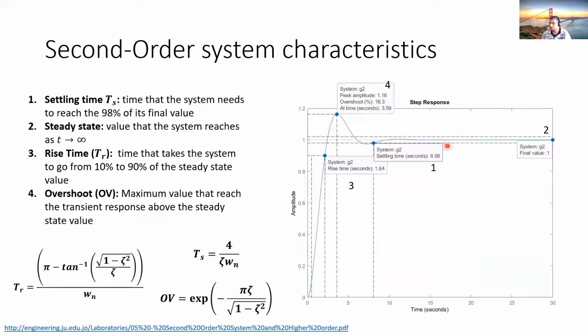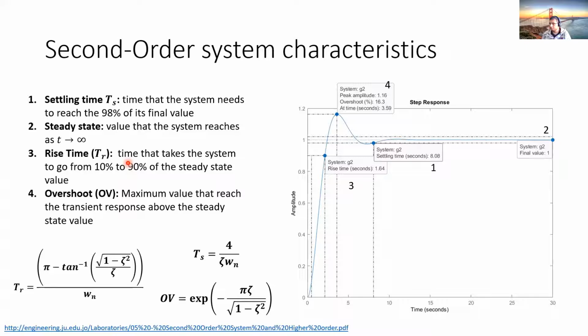This is a typical second order system response. We have the settling time, which is exactly the same as for the first order system, when we reach 98% of the final value, which is around here, 8.8 seconds for this graph. The steady state is the value when the system goes to infinity, which is the value that the output reaches.